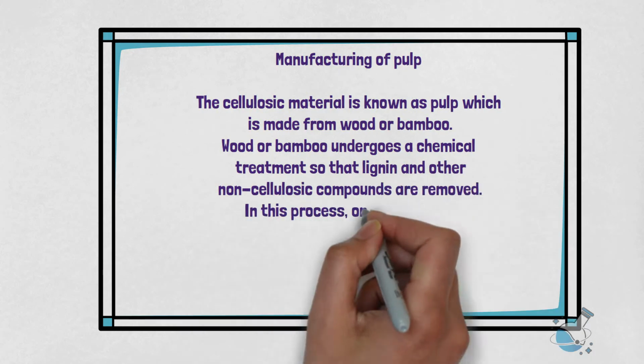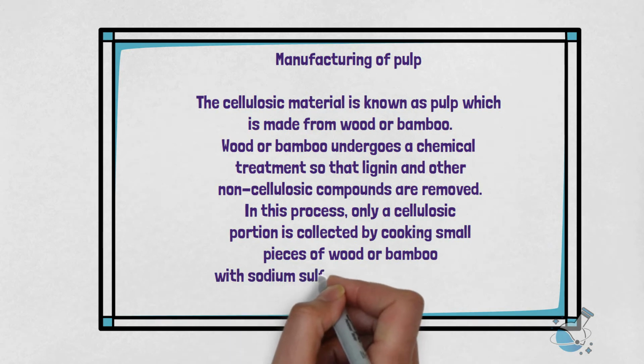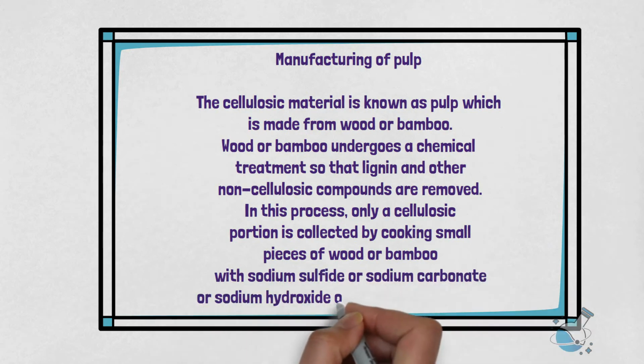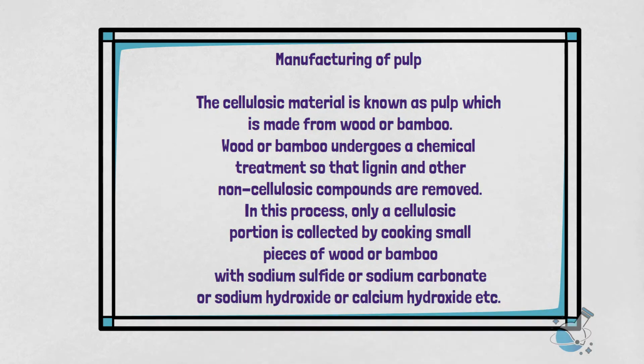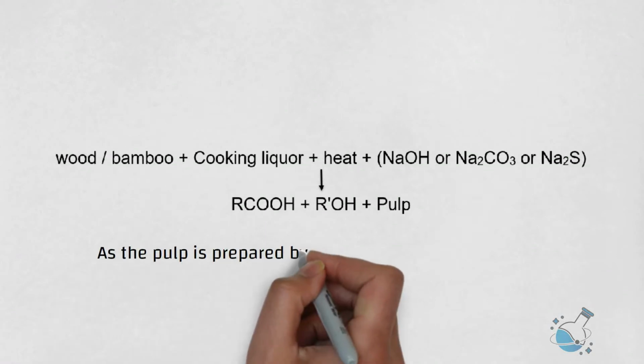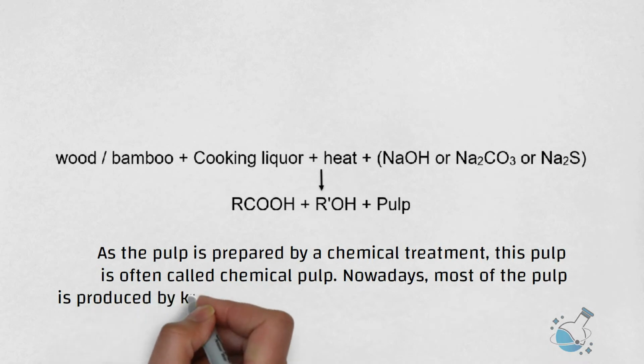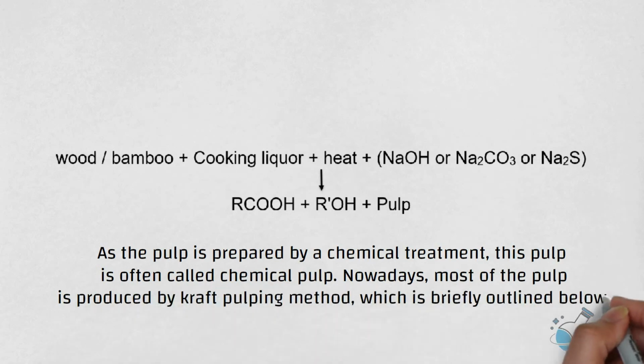In this process, only a cellulosic portion is collected by cooking small pieces of wood or bamboo with sodium sulfide or sodium carbonate, or sodium hydroxide or calcium hydroxide, etc. As the pulp is prepared by chemical treatment, this pulp is often called the chemical pulp. Nowadays, most of the pulp is produced by the Kraft pulping method, which is briefly outlined below.